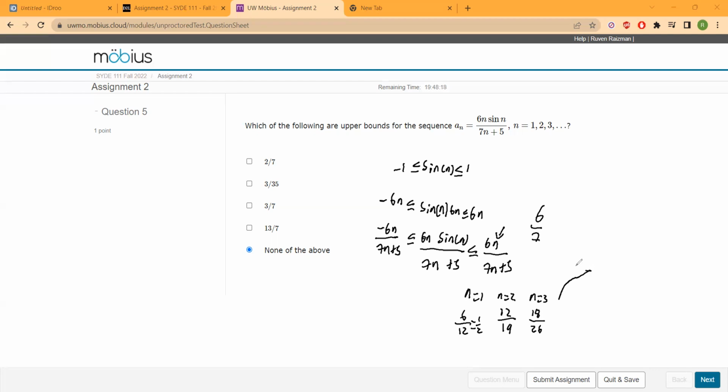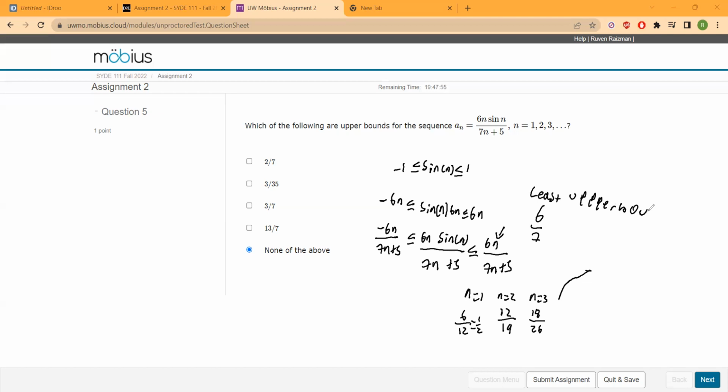So that means that it is increasing, and this is the upper bound of this over here, which means that this is the upper bound of here. Now, what we're looking for is which of the following are upper bounds. So 6 over 7 is the least upper bound.